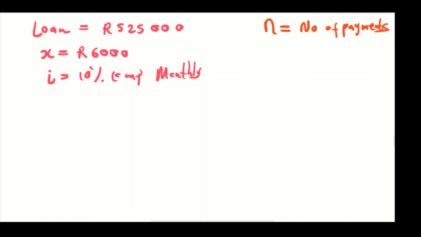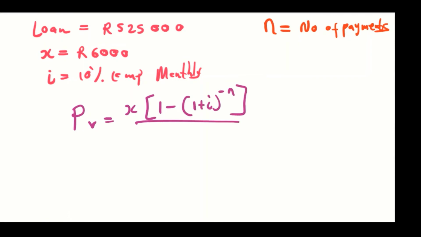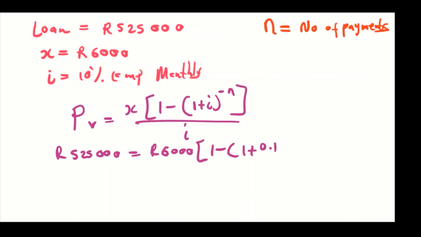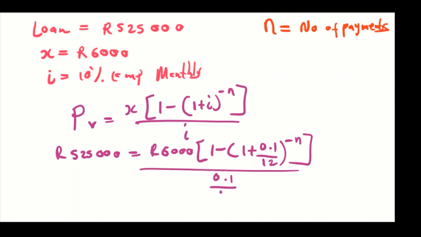So because we want to identify the number of payments, and we know this is a loan, we're going to use the formula of the present value annuity, which is x into 1 minus 1 plus i to the power of minus n, divided by i, right? So the loan that is taken here is 525,000 equals, so payments would be 6,000 rand every month, so it's going to be 1 minus 1 plus the interest rate of 10%, so 0.1 divided by 12 because it's compounded monthly, to the power of minus n, and then we divide by 0.1 over 12, right?